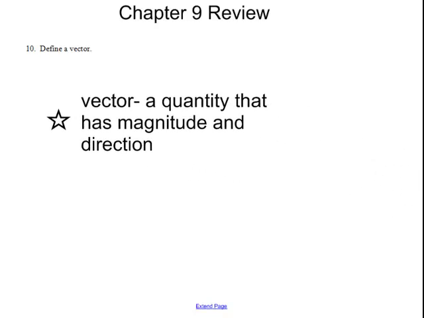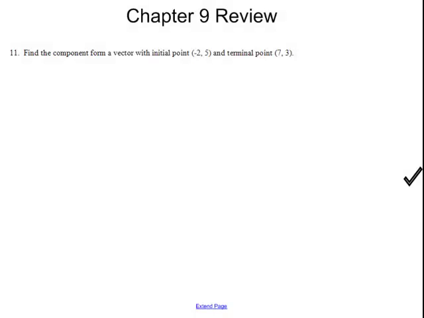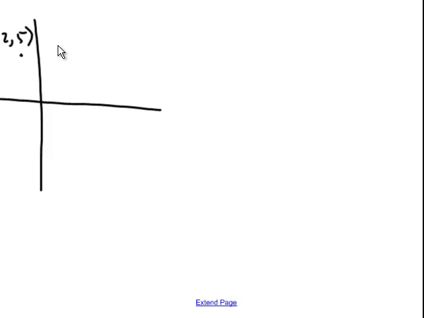Number 10, define a vector. Ta-da! Number 11. Find the component form of the vector with the initial point (-2, 5) and the terminal point (7, 3). I'm going to show you both ways to do this since I haven't really done many of these in class. I'm at (-2, 5) here, and I'm at (7, 3) here. And I want to look at the component form.